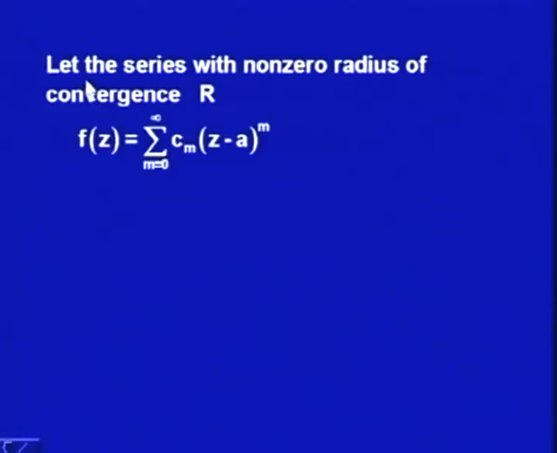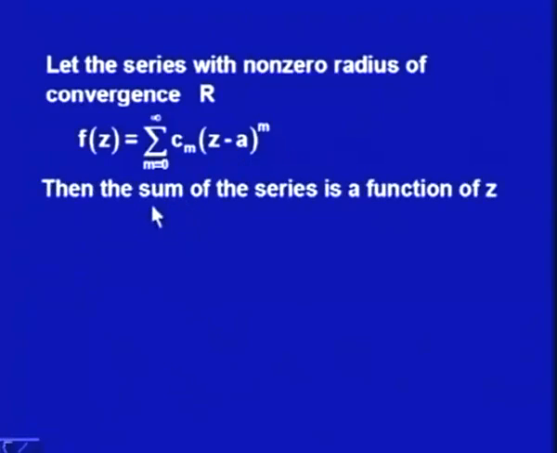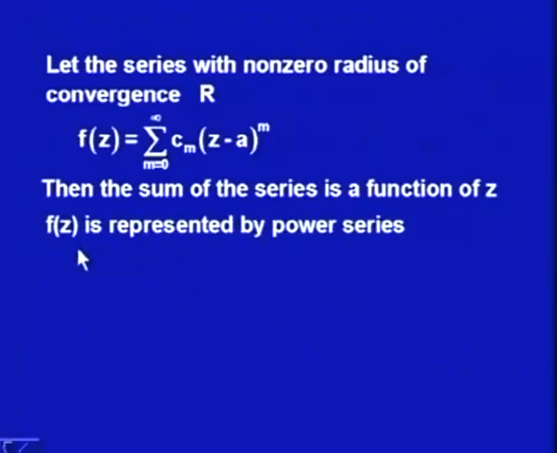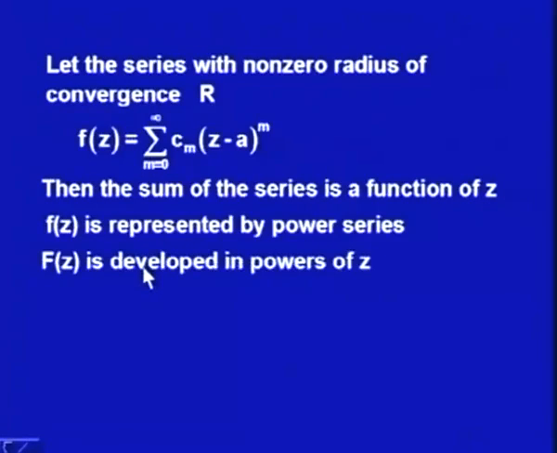Next, let the series have a non-zero radius of convergence r. Then the sum of the series is a function of z. So this series converges and this will be a function of z. Now, we say f(z) is represented by a power series. If we can write f(z) this way, then we say that f(z) is represented by a power series, or f(z) is developed in powers of z.